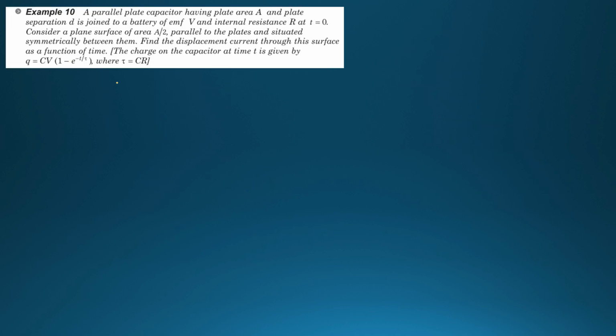Question number 10. A parallel plate capacitor having plate area A and plate separation D is joined by a battery of EMF V, internal resistance R at t equal to 0. Consider plane surface area A by 2 parallel to the plates situated symmetrically between them. Find the displacement current through the surface as a function of time. Charge on the capacitor at time t is given by Q is equal to this.